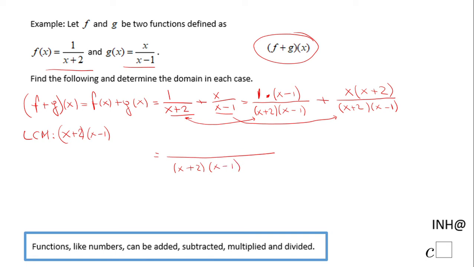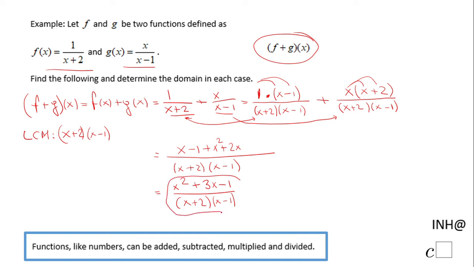So basically we're going to have to add the numerators, and here we're going to use the distributive property. In fact, when you multiply by 1 you change nothing, so we have x minus 1 here. On the other hand, here we have x times x, that is x squared, and x times 2, that is 2x. So the final answer here will be x squared plus 3x minus 1 over x plus 2 times x minus 1. This is the final answer for f plus g of x.